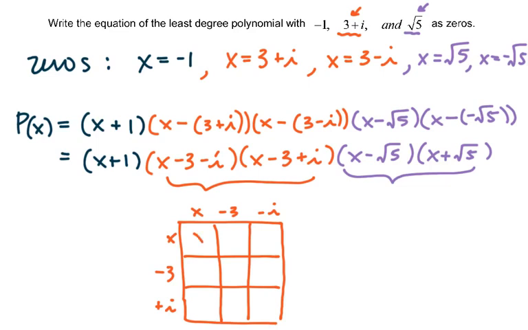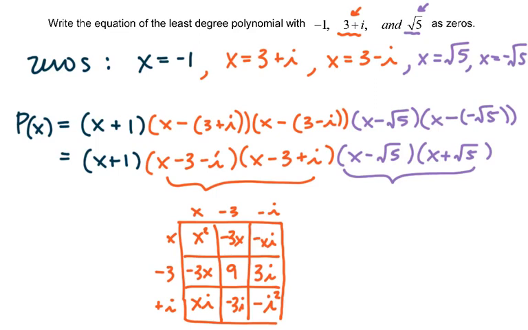So x times x is x squared. Negative 3 times x is negative 3x. x times negative i is negative xi. And then I get negative 3x, positive 9, positive 3i, positive xi, negative 3i, and negative i squared.